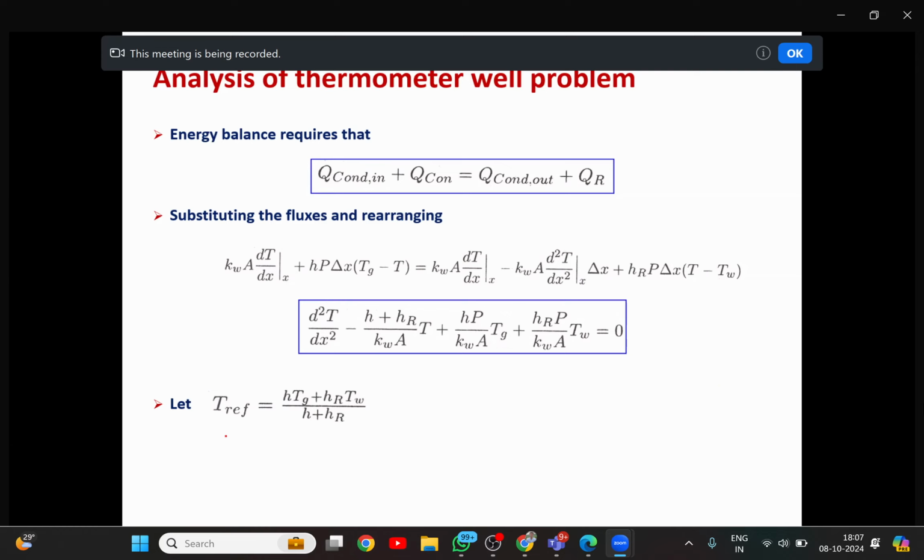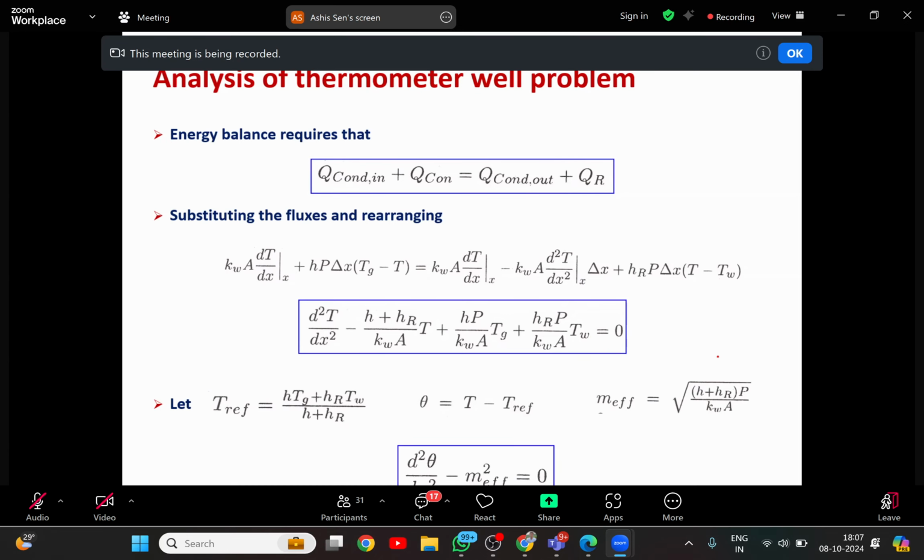So when you define this reference temperature, then you define a parameter theta, which is T minus the reference temperature. You also define the effective fin parameter, m effective, which is the square root of (h plus h_r) times P over k times A_c. With these, when you substitute in this equation, you get a simpler, non-dimensional equation: d²θ/dx² minus m_effective² θ equals 0. This is the equation we need to solve.